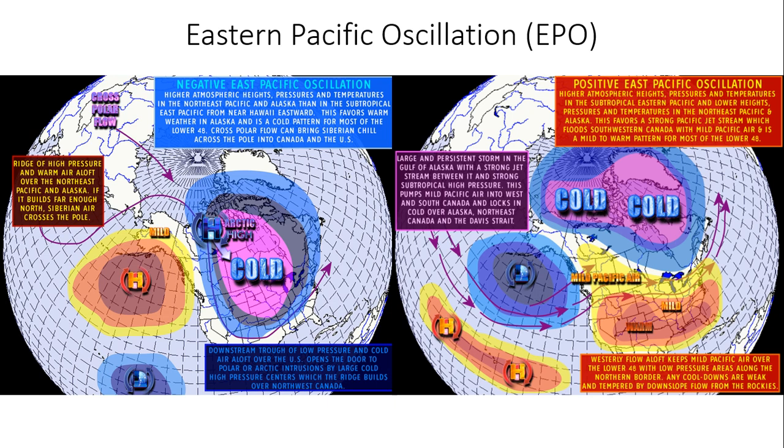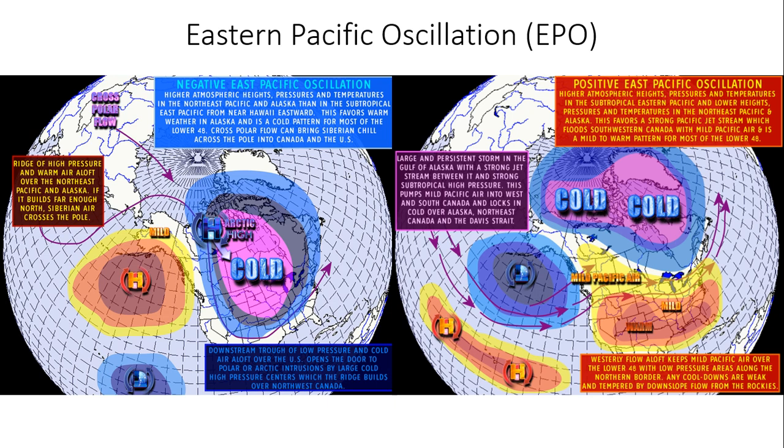Look at the Pacific Ocean. We have a large and persistent storm now, or low pressure, in the Gulf of Alaska, with a strong jet stream between that particular low pressure area and a strong subtropical high down towards more tropical latitudes in the vicinity of Hawaii, for example, around 21 degrees north latitude.